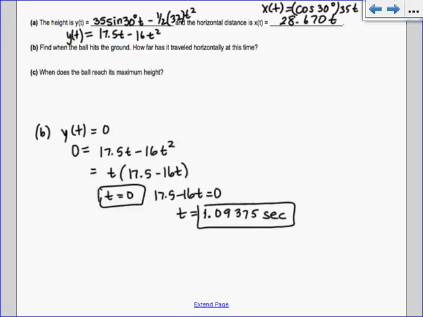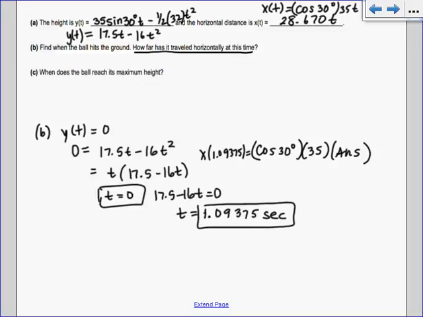The t equals 0 was just where we started. It was already on the ground where we started. And then the second part of the question says, how far has it traveled horizontally at this time? So now we plug it into the second formula. So we do cosine of 30 times 35 times our answer to get its horizontal distance. I really should say x of 1.09375 equals that. Okay, so we get 5.905 feet.